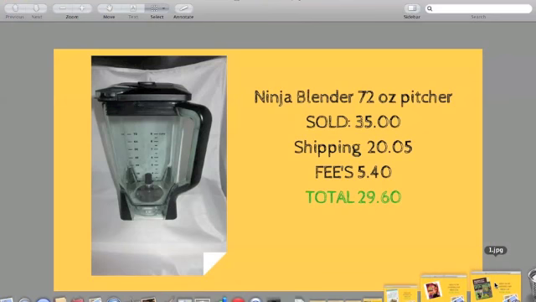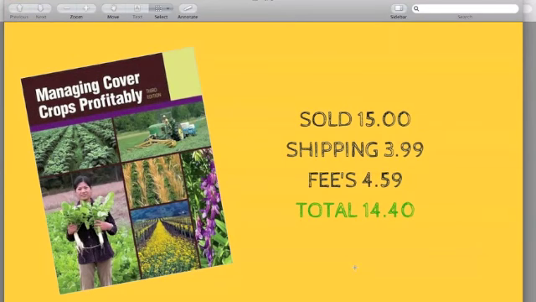I'm going to jump from eBay to Amazon. So I'll go back and forth. The next item I sold on Amazon is Managing Cover Crops Profitably. This is a third edition. Third edition books do make money on eBay and on Amazon. This is why it's strongly important that if you are book picking, you scan all your books no matter what the edition is. Something like this, anything with landscape and garden and profit and food, these are the type of books that get sold on Amazon.